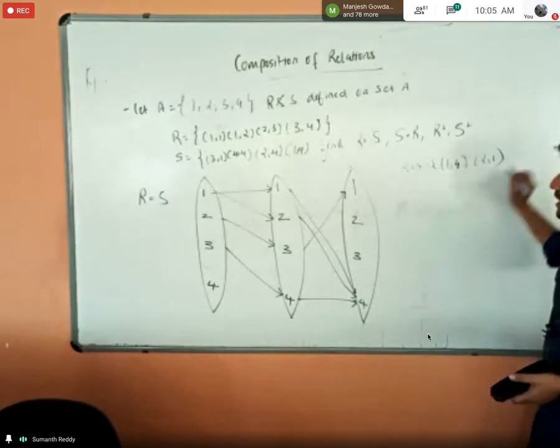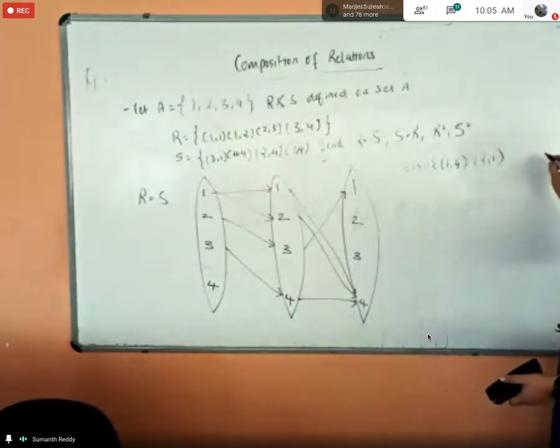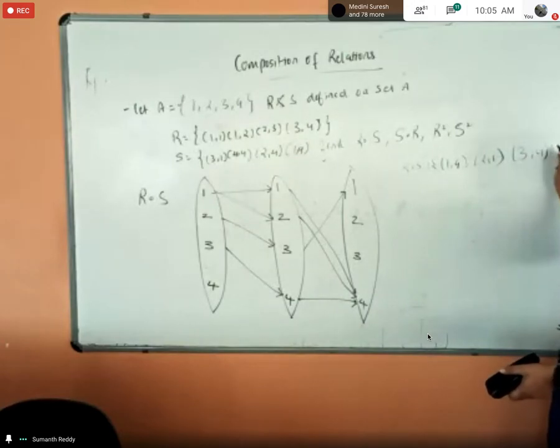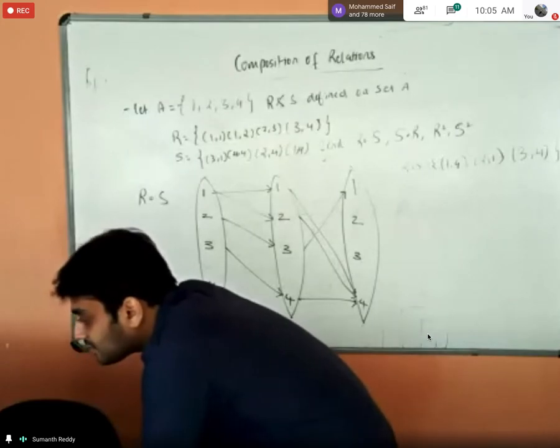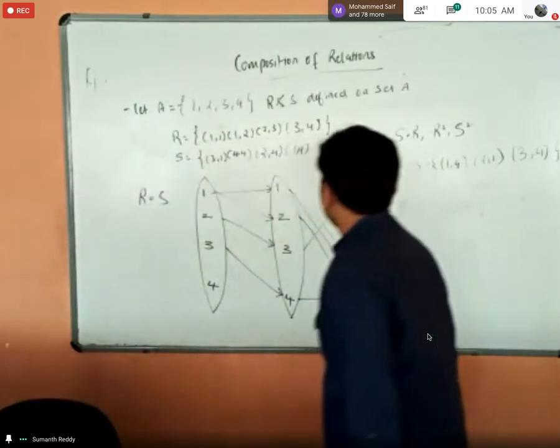Next, 3 leads to 4 and 4 further leads to 4 itself, so (3, 4). Correct now, students? If I have made any mistake, please post it in the comment section. Okay, I think it's correct.